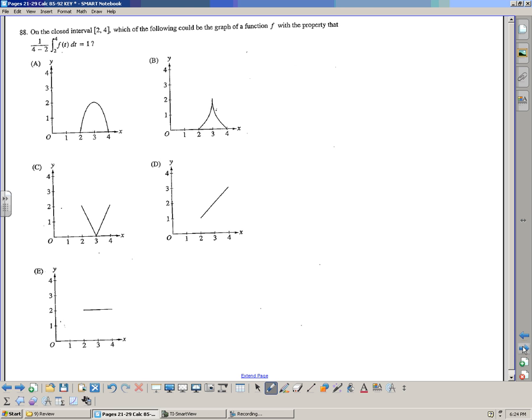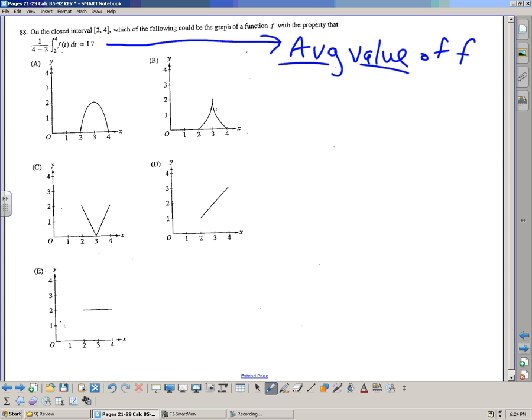Number 88, on the closed interval 2 to 4, which of the following could be a function f with the property that 1 over 4 minus 2 times the integral from 2 to 4 of f is equal to 1? Well, I hope that you recognize this is the average value of f. So we're looking for which function could have an average value of 1.